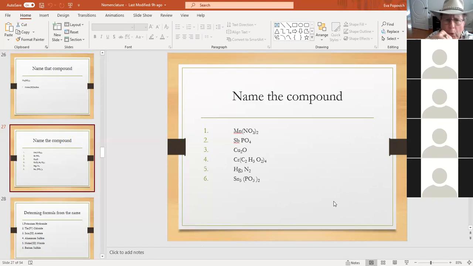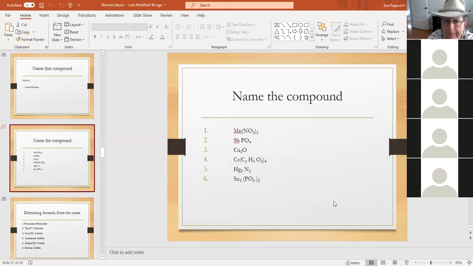Blake, you had number 1? I did. Okay, go for it. You just want the name? It'd be manganese nitrate. Is manganese a type 1 or a type 2 metal? Manganese. It's a type 2. So what's it need, Blake? The Roman numeral, which I thought was a 1. So, manganese 2. Is it 2?